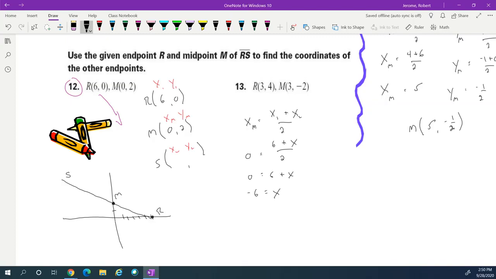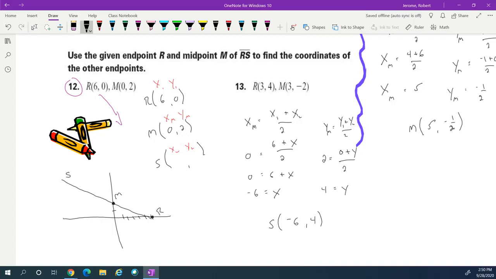And now I'm going to do it again for the y's. So again, y middle equals y1 plus y2 over 2. The y of the middle, they gave us, is 2. Y from the first end is 0. The other y we're looking for. So I got 4. So the point we're looking for is S. It looks like I got negative 6, 4.